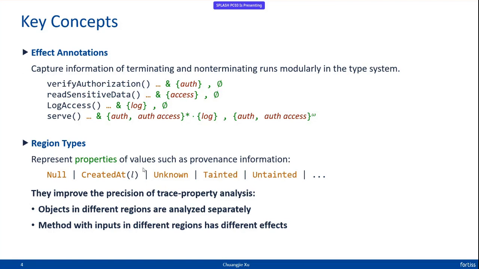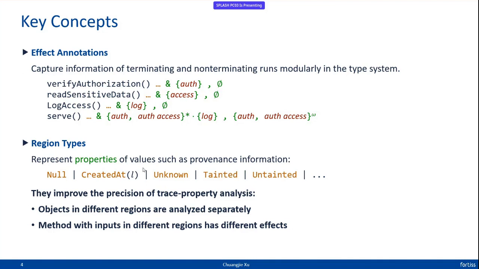I have an authentic region to mean, for example, the string is authentic, like this string is entered by the user. So you should not execute a command containing an authentic string, for example. And similarly with the unauthentic one and so on. And the point here is that having these region types, they can improve the precision of the trace property analysis, because then objects in different regions are analyzed separately. And a method with inputs in different regions will have different effects. You may think about a run method in some interface, and there are several instances implementing this interface.